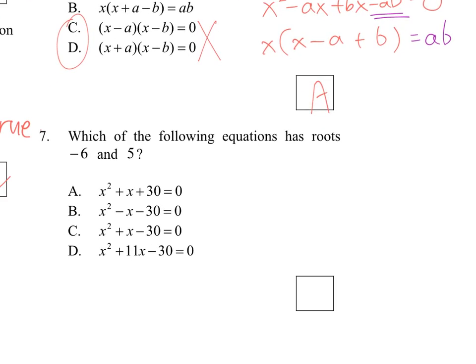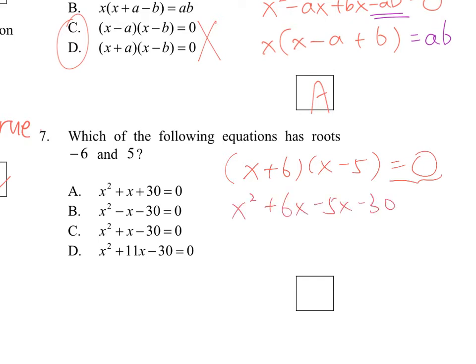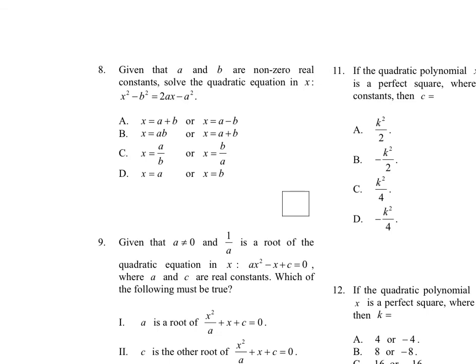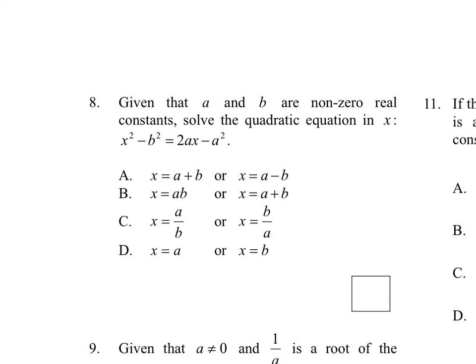Okay, question 7, following our previous discussion. This is the answer with the equals 0, of course, and upon expansion you should get C directly as the final answer. Okay, let's move on to the next page, question 8.